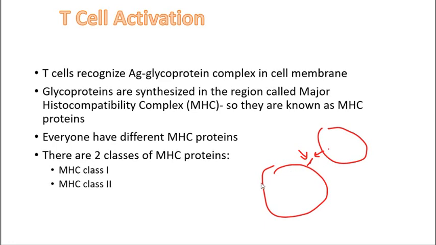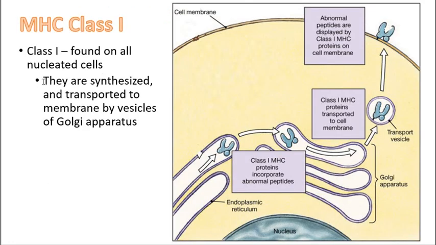There are two types of MHC, or major histocompatibility complex. So you have the MHC class protein. There are two classes of this, class 1 and class 2. We're going to start with class 1. Class 1 is found on the surface of all nucleated cells. So all cells in your body that have a nucleus have MHC class 1 protein. So this is the MHC class 1 protein.